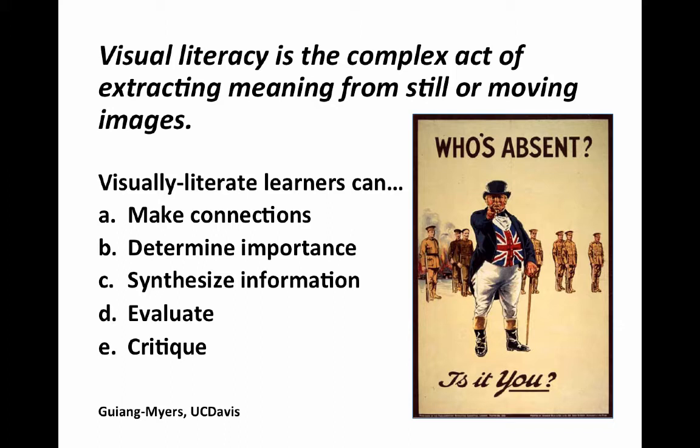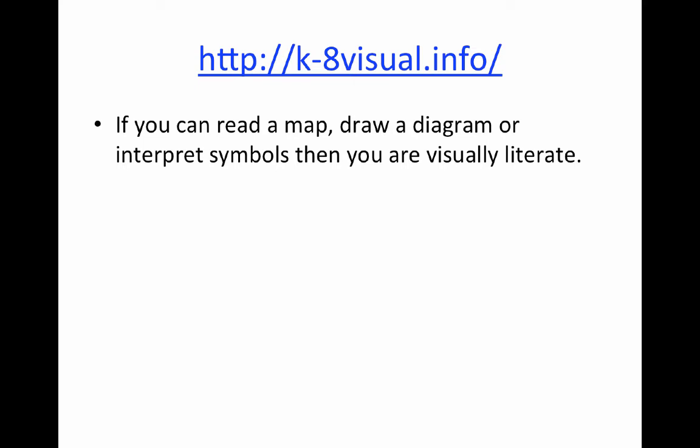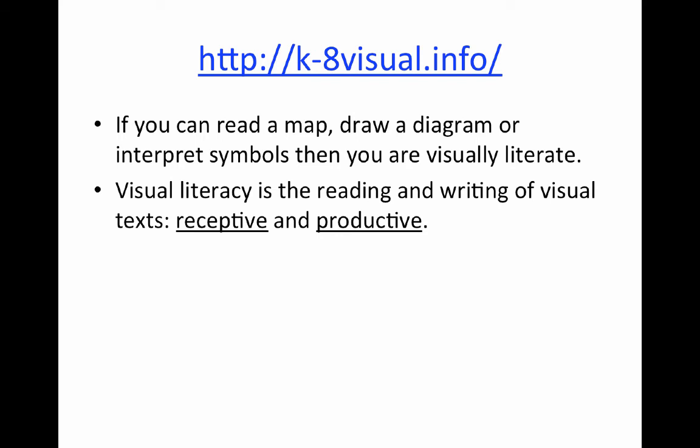So far we've been talking mostly about the receptive way of visual literacy, receptive meaning, just like we do in all literacies, it's like reading. We're looking at a text and interpreting it. But I want to point out that visual literacy takes both receptive, like reading or listening, and productive, like speaking and writing. So we're going to be creating visuals, productive forms of visual literacy. So if you can read a map, draw a diagram, interpret symbols, then you are visually literate. Once again, visual literacy is reading and writing a visual text, so it includes both receptive and productive modalities.